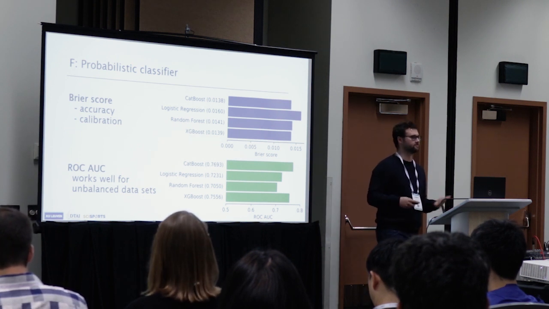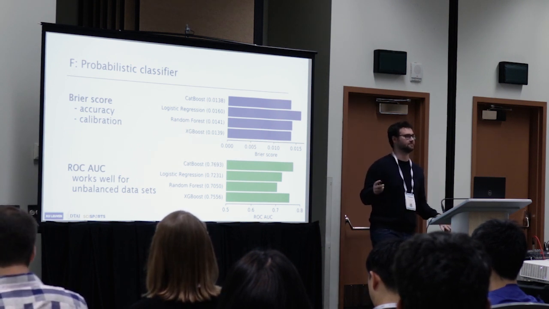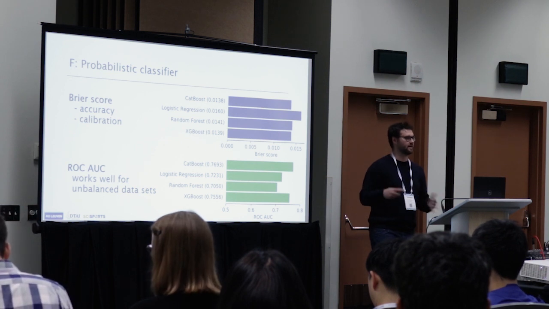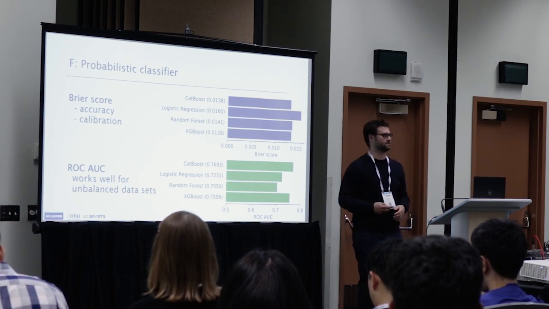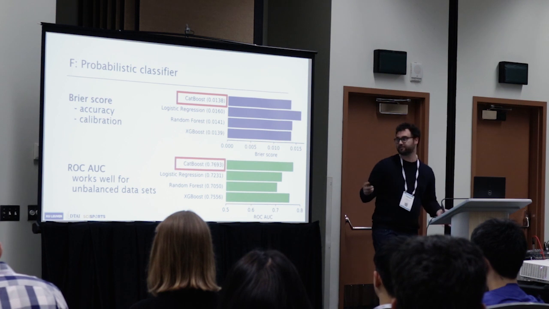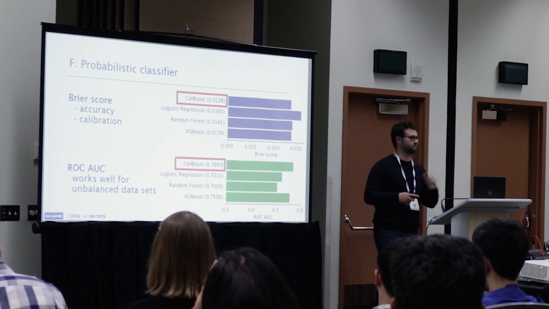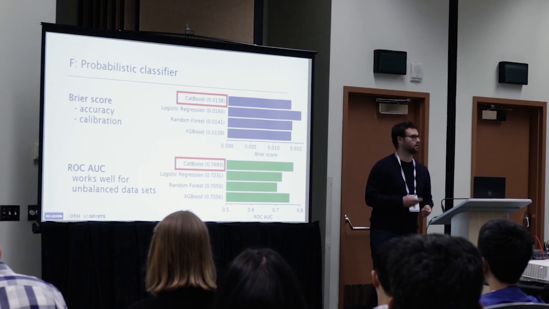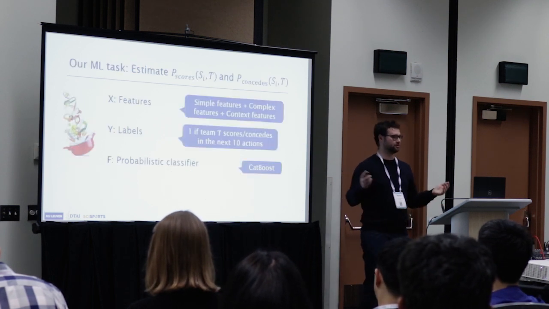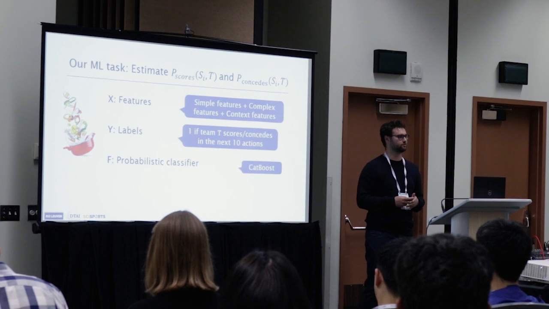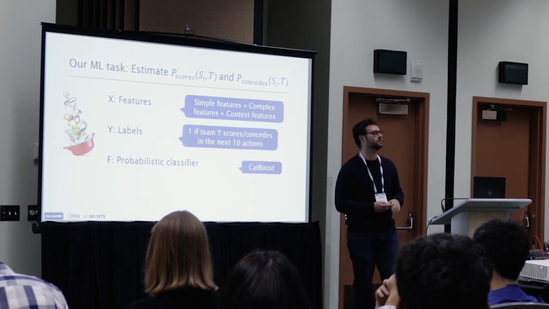And area under the curve, because it works well for unbalanced data sets, which we're clearly dealing with. So we see that CatBoost is actually the winner, but only by a very narrow margin. XGBoost is a very close second. So that's basically it. Those are the 3 ingredients that we use to solve this machine learning task.